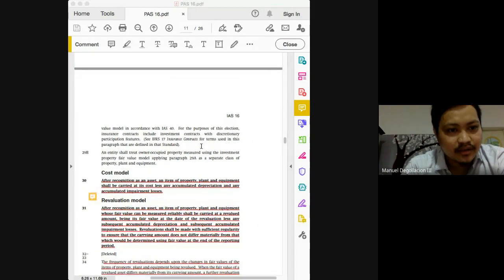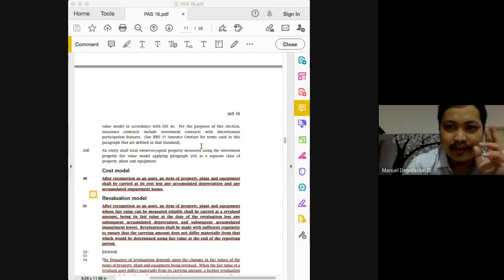Okay, let's just also include 29B. Under PAS 40 class, you have the option between the cost model and the fair value model. So somewhat similar to PAS 16, wherein we are given an option, but they are different in the sense that the options are different. So what are the options in PAS 16? Cost model and revaluation model. What are the options in PAS 40? The options are cost model and fair value model.